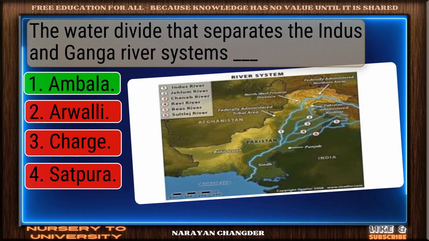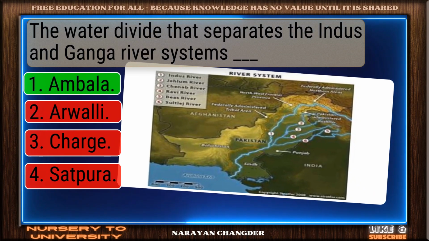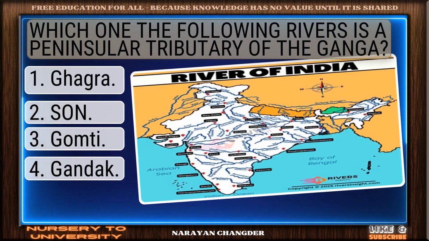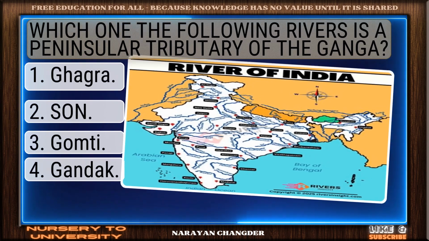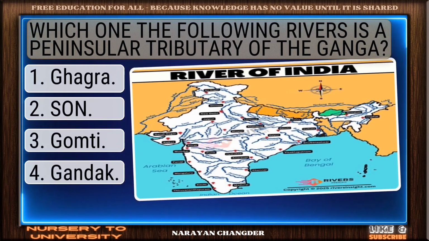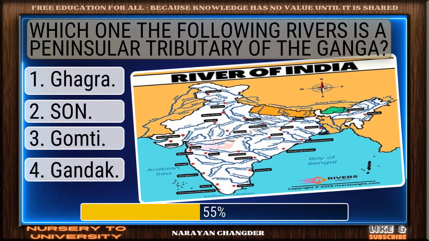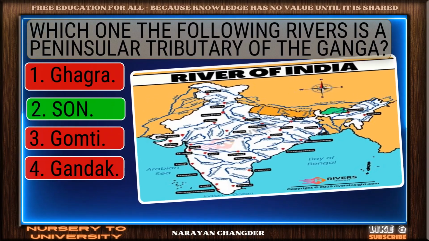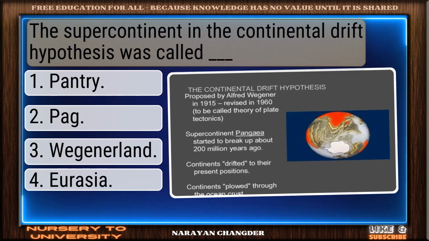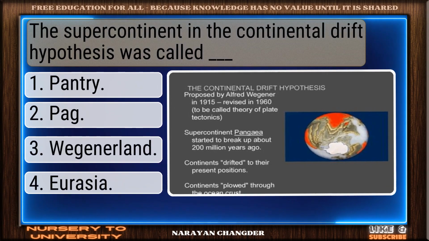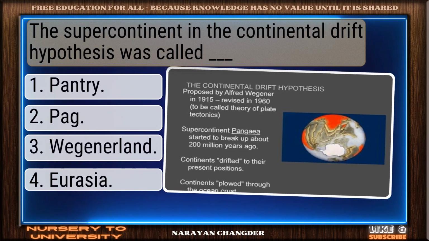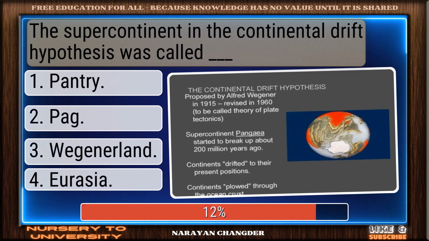Nice selection. Ambala is the correct and valid answer. Question number 67. Which one of the following rivers is a peninsular tributary of the Ganga? You chose Sun, and it is correct. Question number 68. The supercontinent in the continental drift hypothesis was called dash.